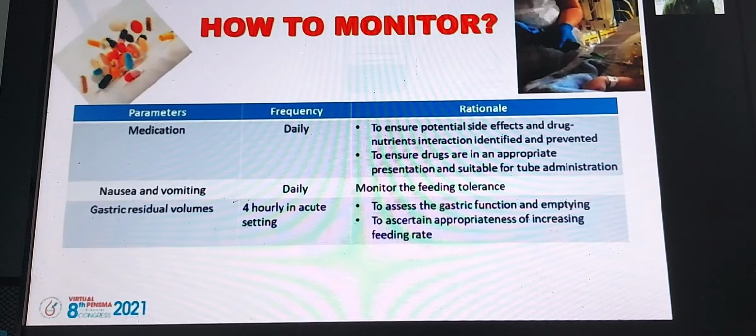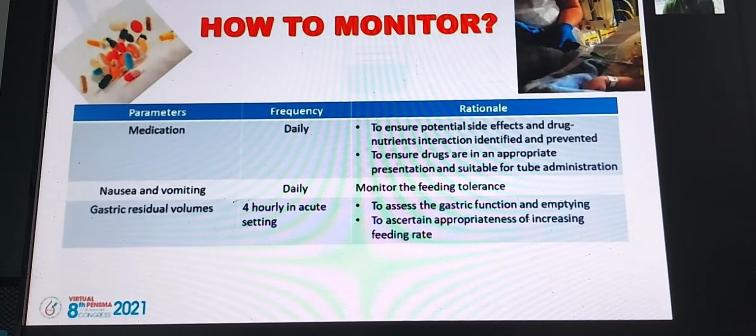You should monitor daily for episodes of nausea and vomiting. Nausea and vomiting reflect feeding intolerance. For those patients who have gastric dysfunction and gastric emptying problems, the patient may have high residual gastric volumes. So most of the time, in the acute setting, we need to monitor this four hourly.